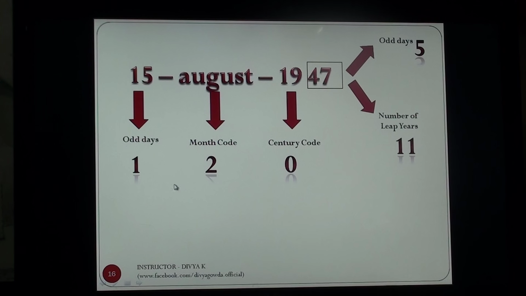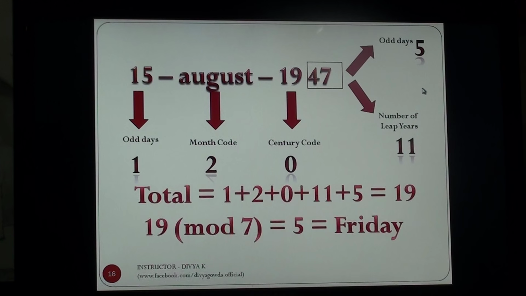Now just add this. What is 1 plus 2 plus 0 plus 11 plus 5? It will give you 19 as the answer. Again, what you have to do? You should take 19 mod 7, that is 19 divided by 7. Again you end up with the remainder as 5. 5 means it should be a Friday. See how simple it is.